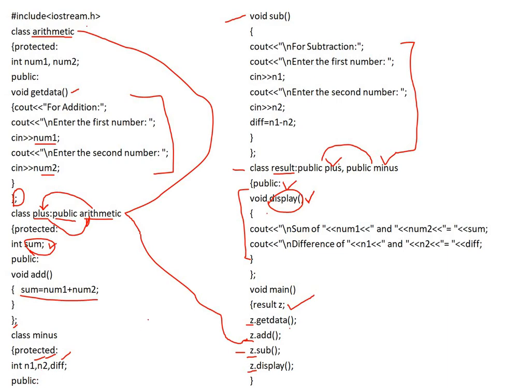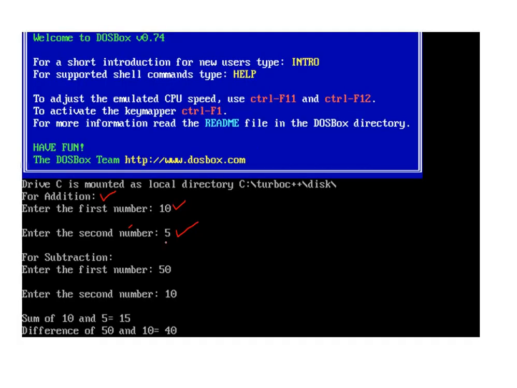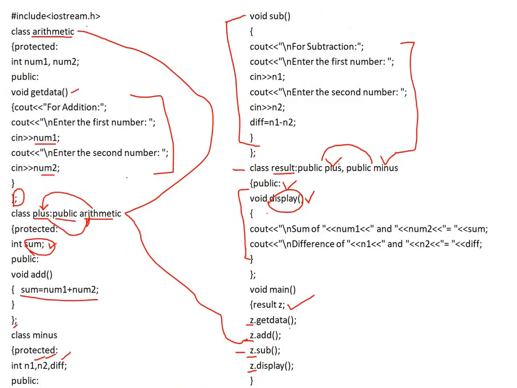Yes, under the public section we have written the sub function definition. If it is available, the set of statements under the sub gets executed. Here we have written cout slash n for the subtraction, and cout enter the first number will be displayed on the monitor. Now let us consider we have entered n1. Next statement is what? Cout enter the second number will be displayed on the monitor as it is.